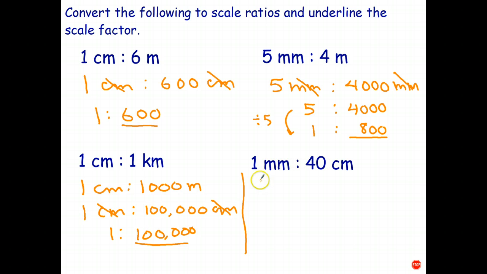Okay, similarly, we start by writing the question, 1 millimeter to 40 centimeters. Let's convert the 40 centimeters to millimeters. And in this case, we multiply by 10 because there's 10 millimeters in 1 centimeter. That gives us 400 millimeters. We can cross out the millimeters, and that gives us our answer. The scale ratio is 1 is to 400, and the scale factor is 400.